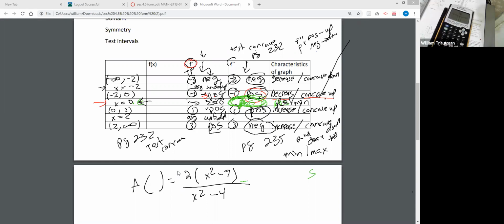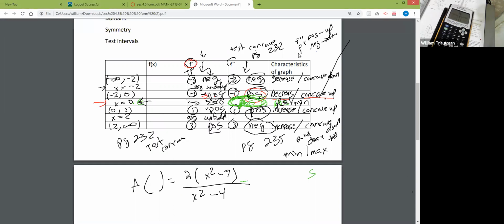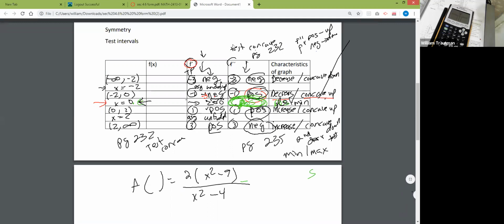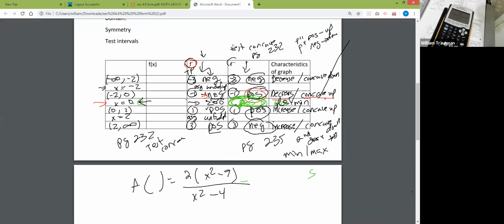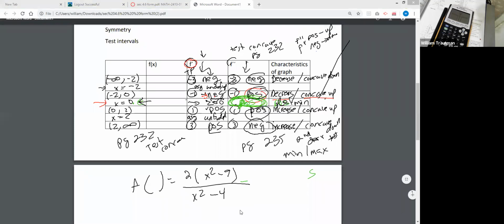From all this information you have here, you should be able to graph this. If we were in class, I would actually make you do that. Give me a second. Oh, down here. I'm going to clear all this.